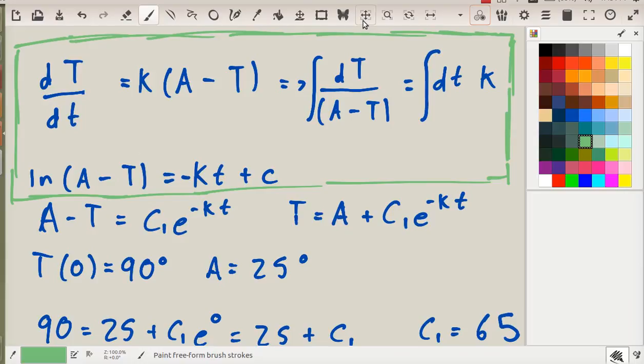Even though it wasn't on the test, I'm going to make another video on exponential growth and decay, just so you guys can get an idea of that as well.